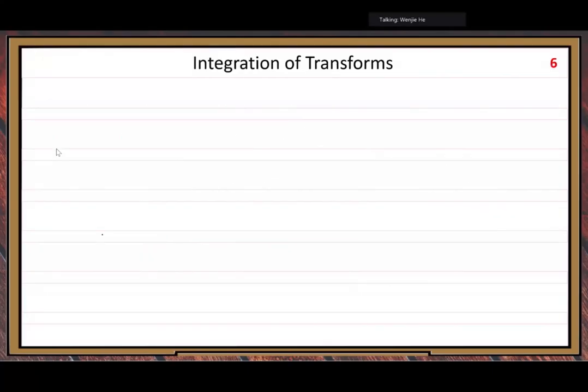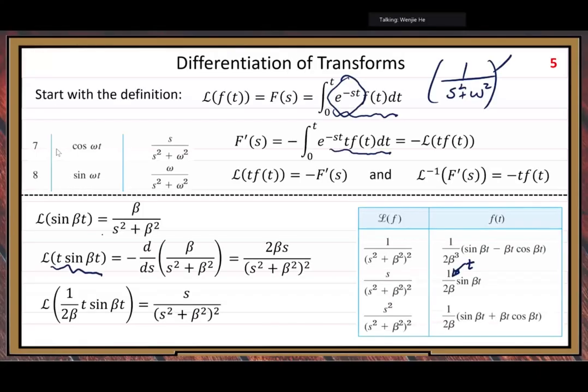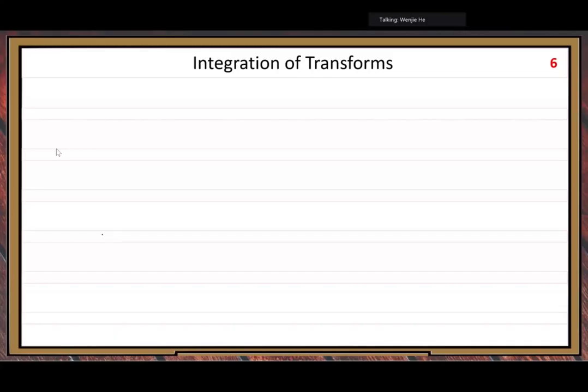I only have not too much time, but the integration formula is not complicated, similar to the differentiation. So I think we can see that formula before the end of today. Integration of the transforms.